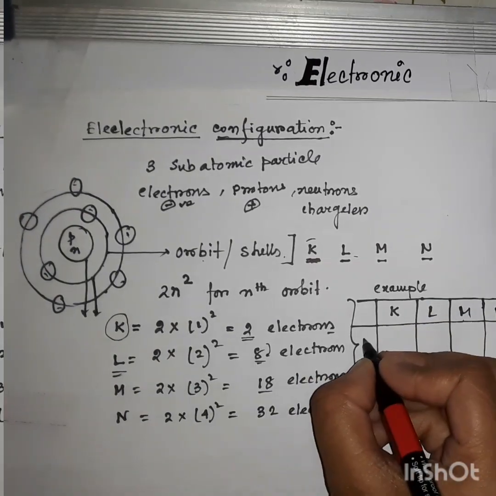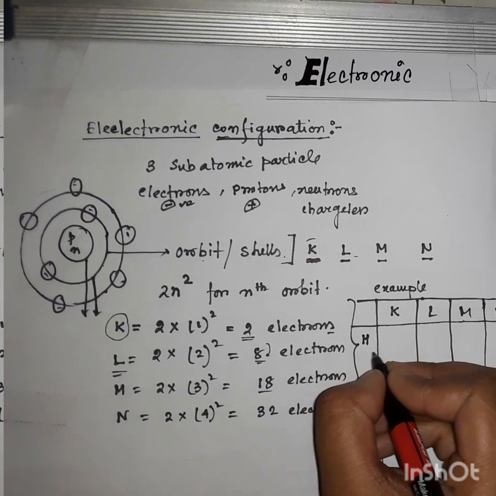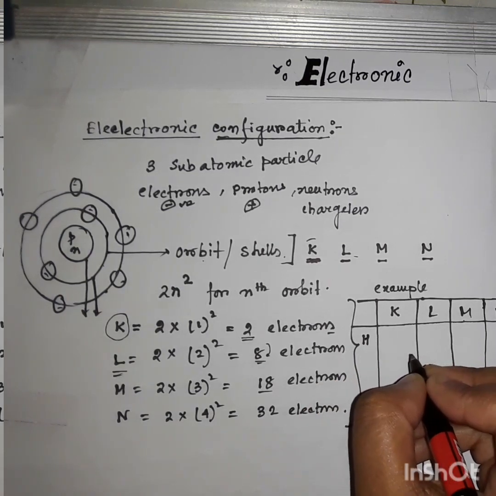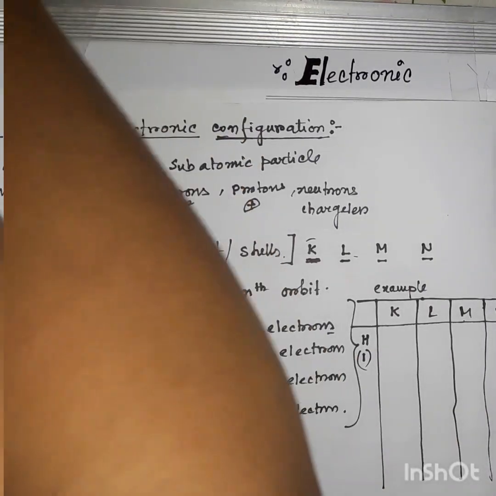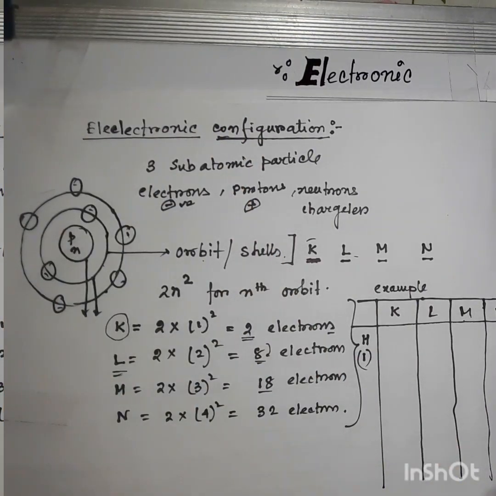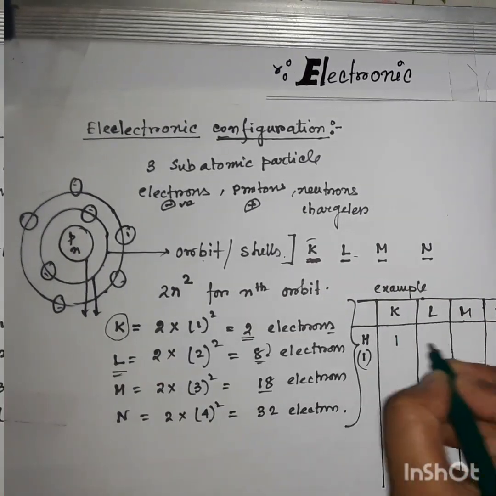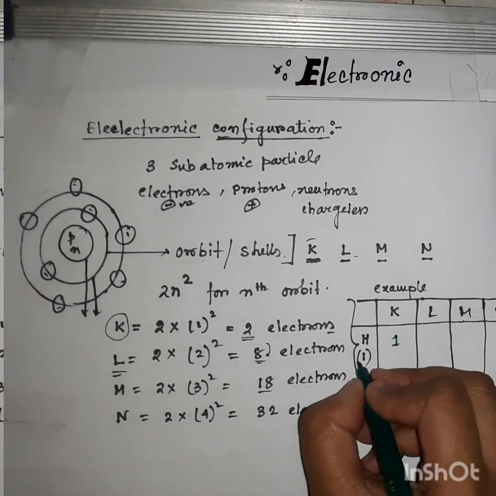Now at first, for hydrogen, you also have to remember the total number of electrons present in each atom. In case of hydrogen, we know that only one electron is present here. So that one electron will obviously come to the K orbit. So here K is 1.